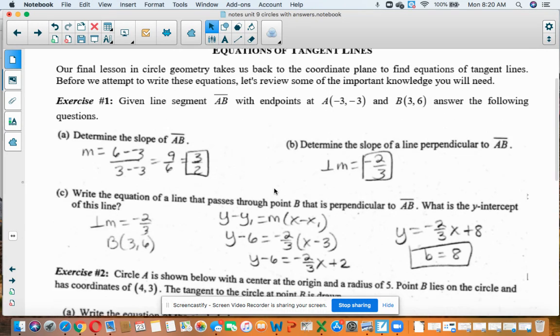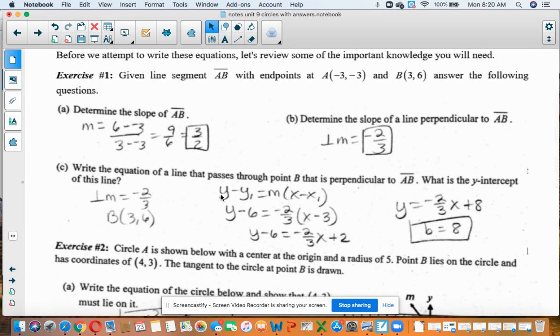And to write an equation of a line, that was my point slope form, y minus y1 equals m parentheses x minus x1. So my slope is negative 2/3 from right here. And I want to write an equation that passes through point B. To write an equation of a line, you need two things, a point and a slope. My point is going to be point B, which is (3, 6), and my slope is going to be that perpendicular slope, negative 2/3. So all I'm doing is plugging that in.